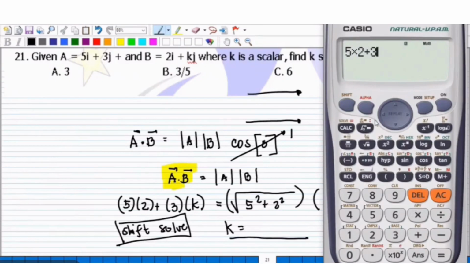So 5 times 2 plus 3 times x is equal to the square root of 5 squared plus 2 squared, close parenthesis, multiplied by square root of 2 squared plus k squared or x squared. Then close parenthesis. So solve for x. Solve natin siya for x. Okay. So the answer is 2.704.